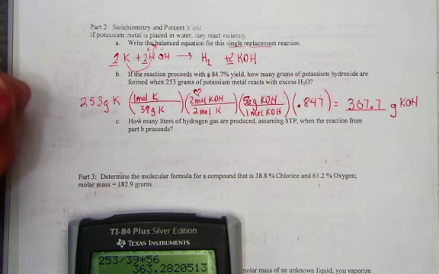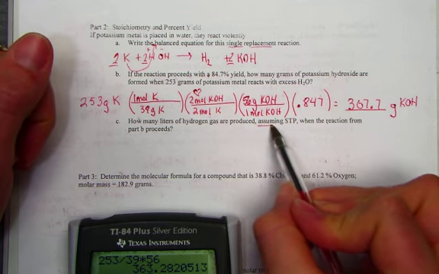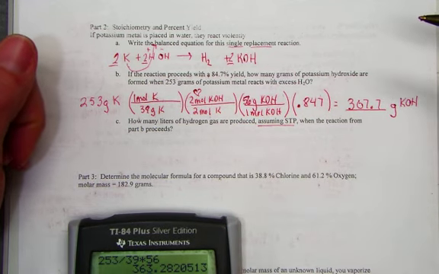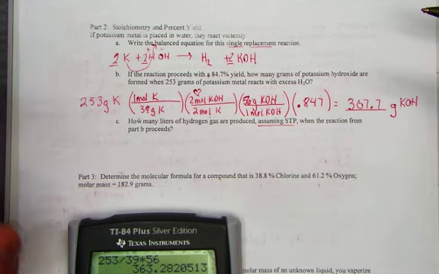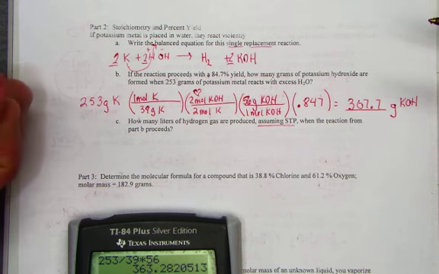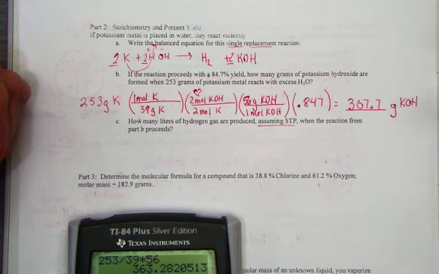One more in this part. How many liters of hydrogen are produced? And here's the nice part, my friends. Assuming STP, so there's no Pv=nRT involved. It's nothing to do with gas laws. It's straightforward stoichiometry. Assuming STP says we can use 22.4 liters in that last step.